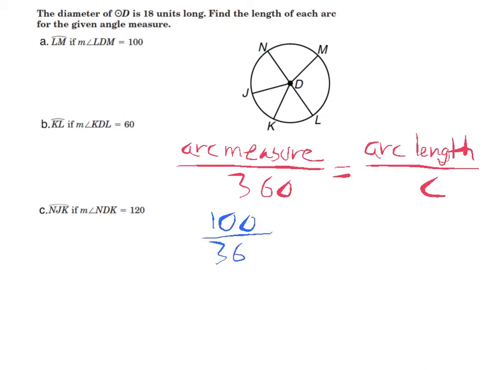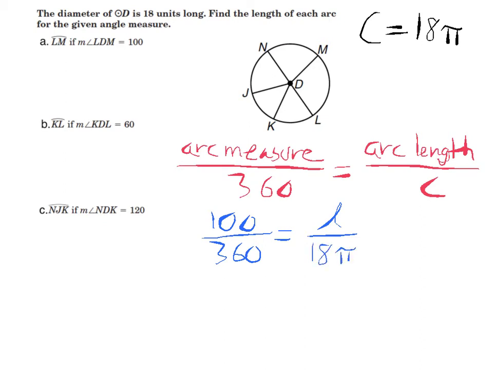360 stays as 360. Equals arc length, which I'm looking for. So I'm just going to call that L. I like to use a cursive L so I don't confuse it with a 1 or something like that. My circumference for my formula from before, I know that my circumference here is going to be equal to 18, which is the diameter, times pi. So that's what I'll have down here.